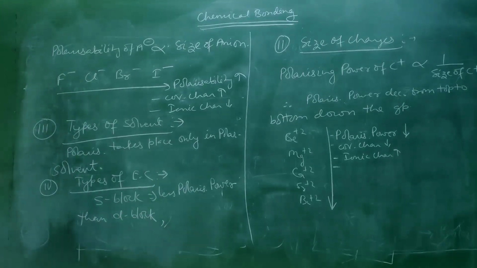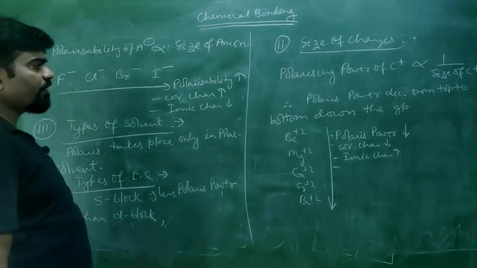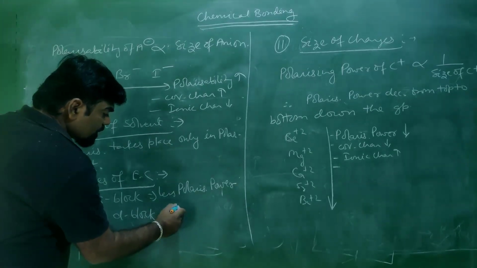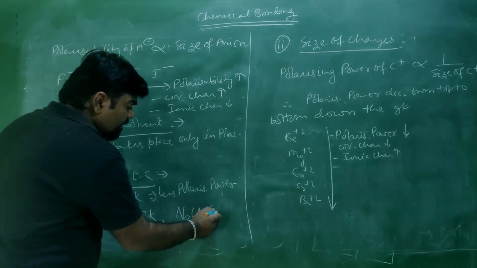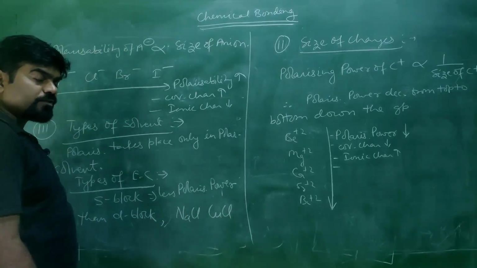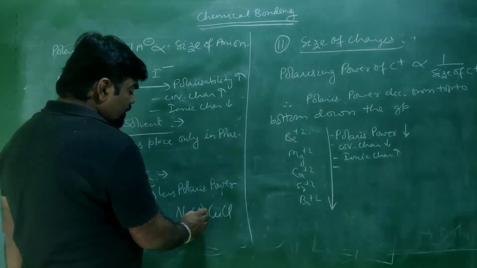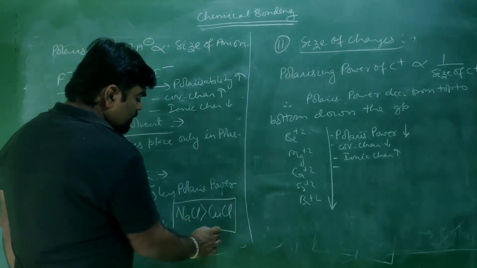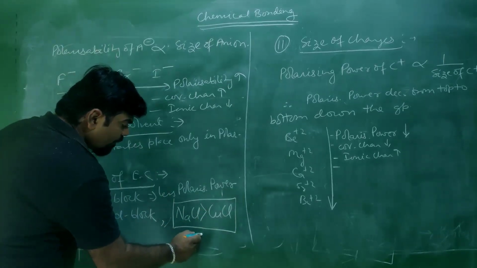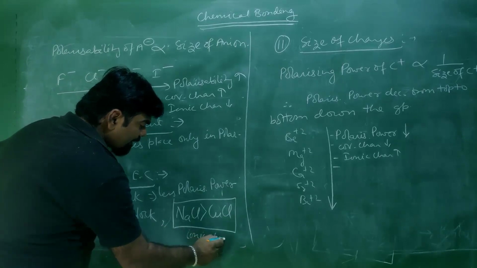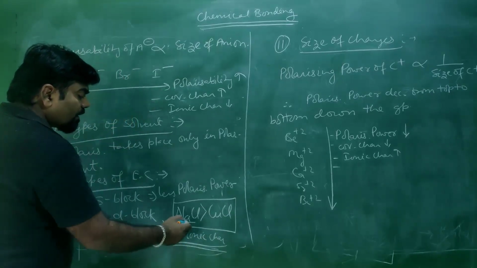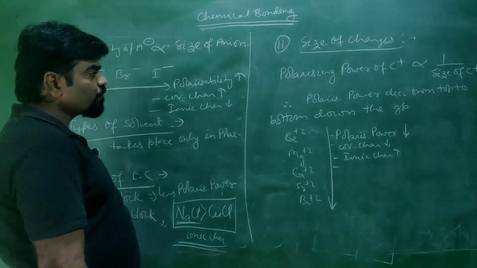Because D block will have unstable electronic configuration, therefore it polarizes more. Like suppose there is NaCl and there is CuCl. Which is more ionic? NaCl is more ionic than CuCl. So this is the ionic character. The ionic character of NaCl is more. Melting and boiling point of NaCl is more than CuCl.